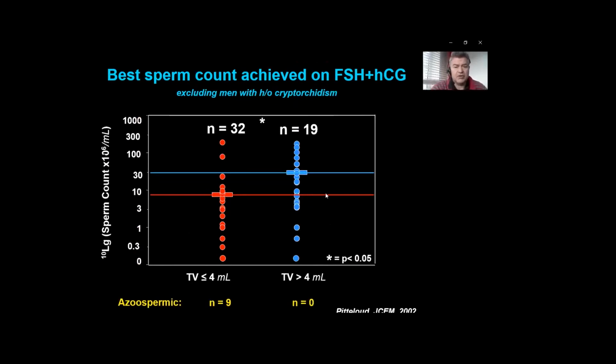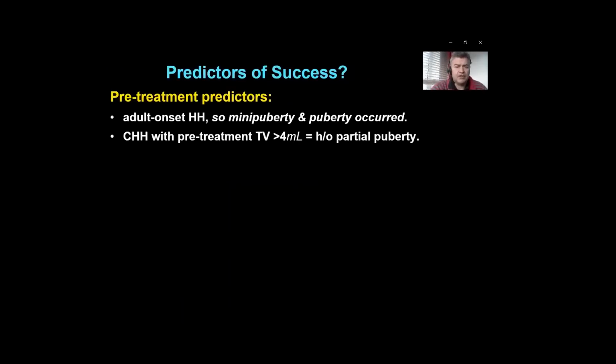Whereas if you're in the minority of patients, the third with partial puberty presentation and larger testes, you can get up to around 30 million. These are not stunning sperm counts. So we're putting back all the hormones, and we're not quite getting the results that we would like to get.